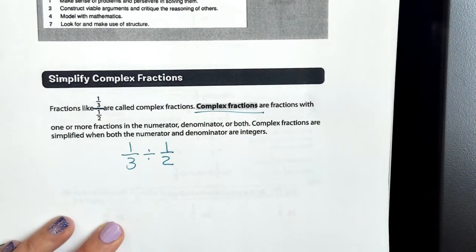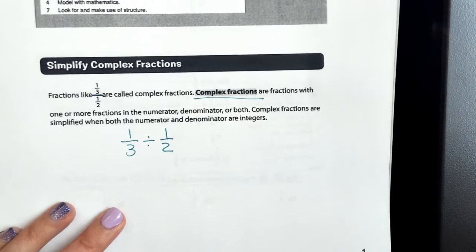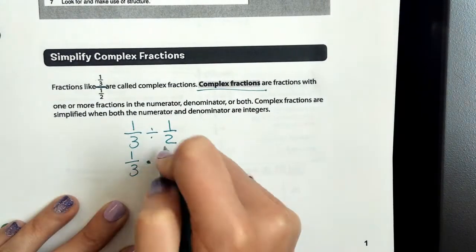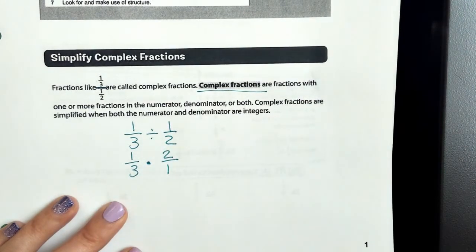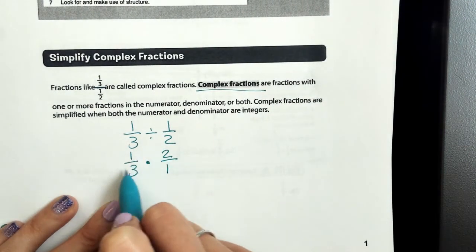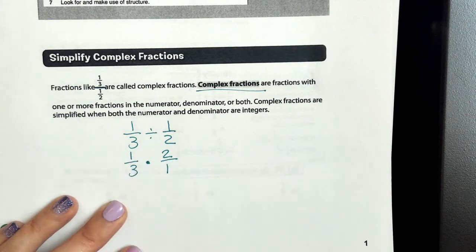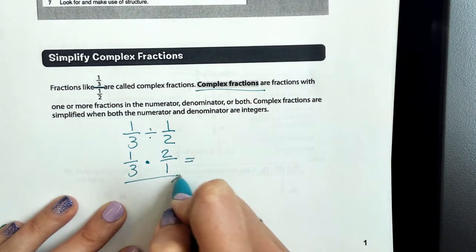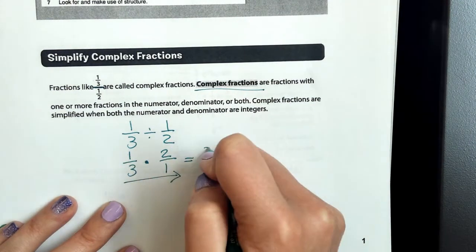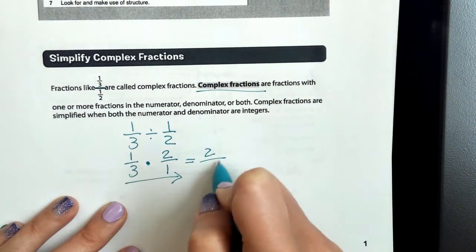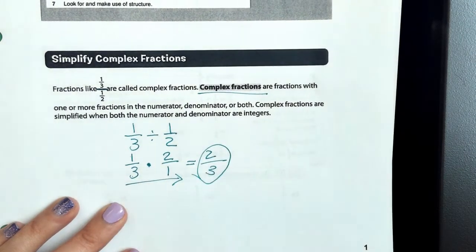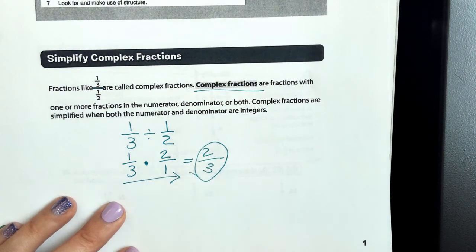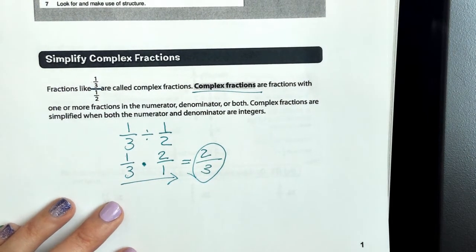And for 1/3 divided by 1/2, you know how to divide fractions. To divide fractions, we do keep, change to multiplication, flip to the reciprocal. So now you can simplify, but on this one I don't see anything to simplify first. Then we multiply straight across. So 1 times 2 is 2, 3 times 1 is 3. So my answer would be 2/3, because now both the numerator and the denominator are integers.